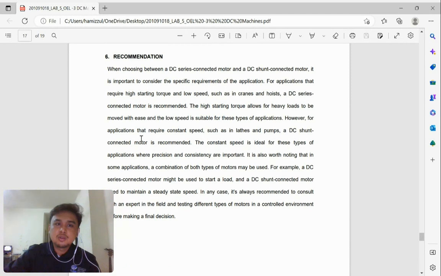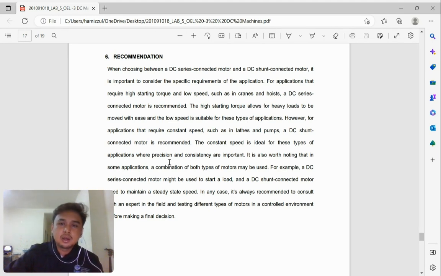And for my recommendation, when choosing between a DC series connected motor and a DC shunt connected motor, it is important to consider the specific requirements of the application. For applications that require high starting torque and low speed, such as in trains and hoists, a DC series connected motor is recommended. The high starting torque allows heavy loads to be moved with ease, and the low speed is suitable for this type of application.